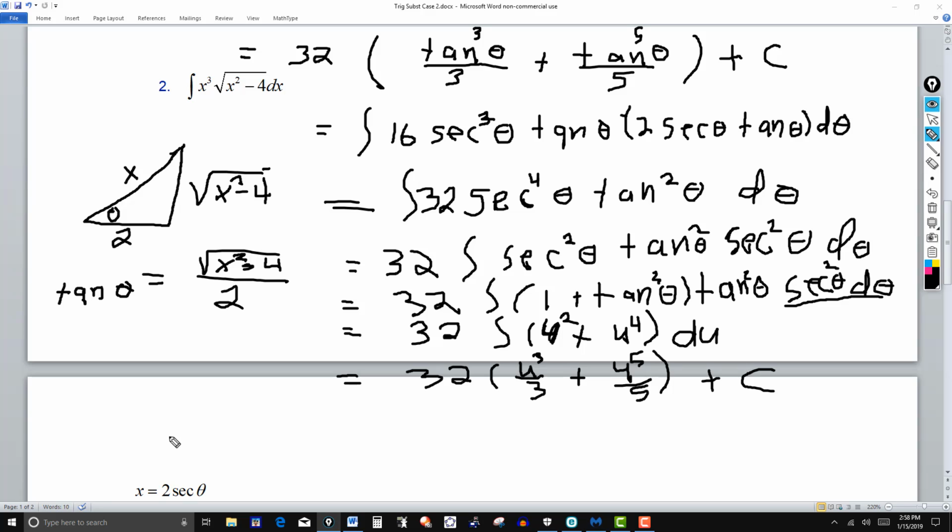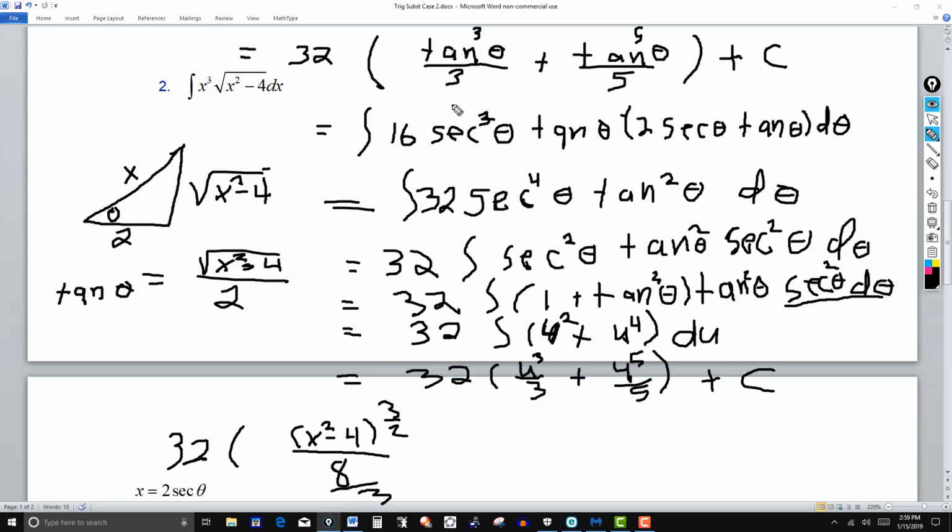So I have a coefficient of 32 there, and then I cube that. If I cube it, it cubes the radical, so that would give me x squared minus 4 to the 3/2, because that would be to the 1/2 power. And then you also cube the 2, so that would be 8. And then this is over 3, because of this 3 right here.